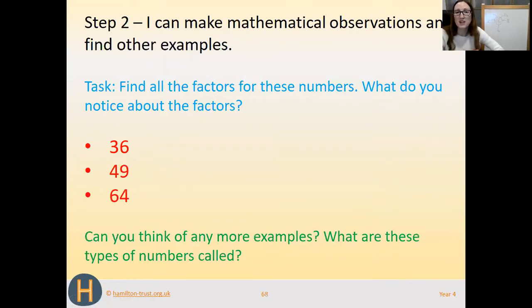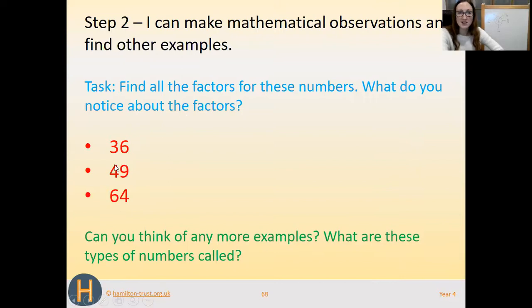For this one, we're looking to make mathematical observations and find other examples. To be a really good mathematician, we have to be observant. We have to be able to spot things and notice patterns, and then think about other examples that might fit the same pattern. So your task here is to find all the factors for these numbers in red, and then I want you to think about what you notice about the factors.